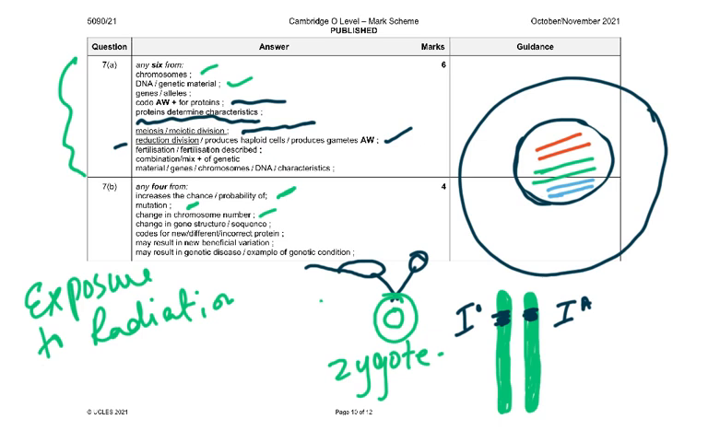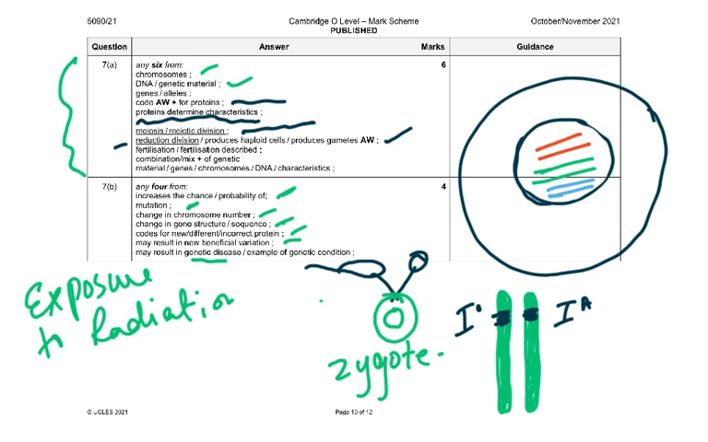Maybe the gametes which she makes will be faulty, or the man is exposed, then the fault will be in the sperm. So a change in the chromosome number or a change in the gene structure. The gene for hemoglobin is faulty, so the child is going to develop sickle cell anemia. Then it codes for a different protein, so the hemoglobin is faulty, or it may result in a new beneficial variation. Yes, it could also result in something which could be good.